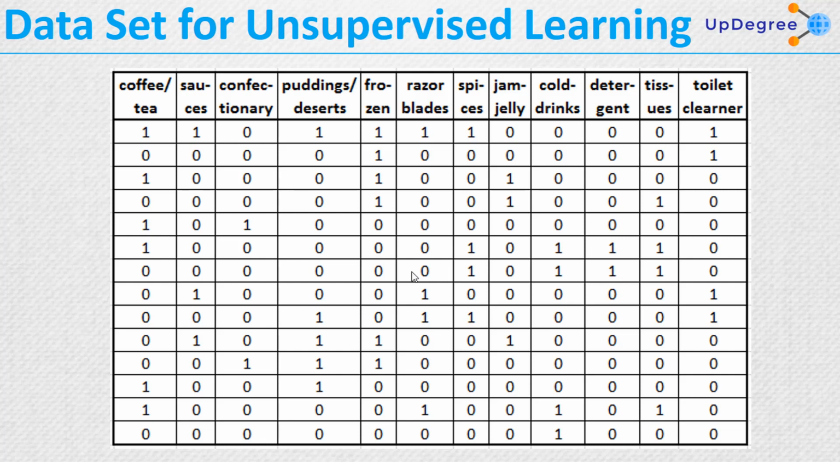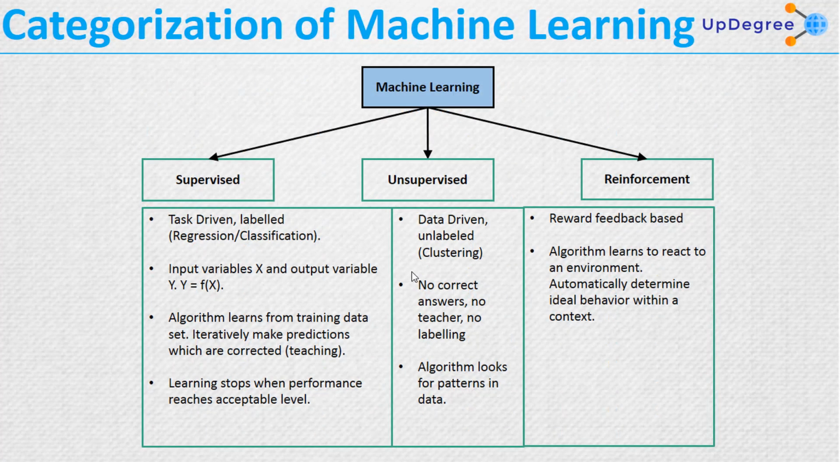So here we have no task, nothing is labeled, there is no class. Here we are going to find out a pattern in our data. So it is a good example of unsupervised learning. Now we have the last one, that is reinforcement learning. It is reward feedback based. An algorithm learns to react to an environment, automatically determining ideal behavior within a context.